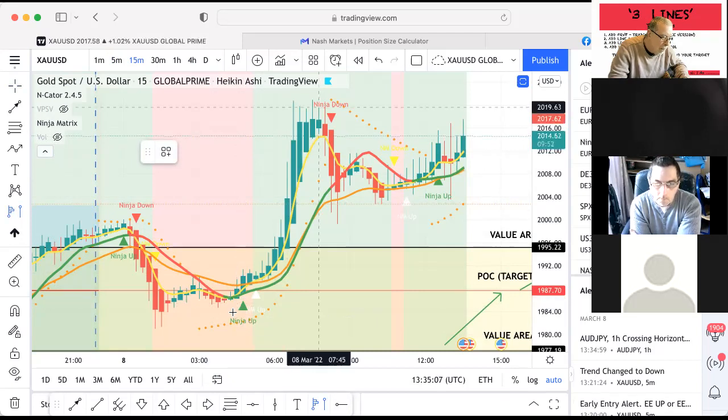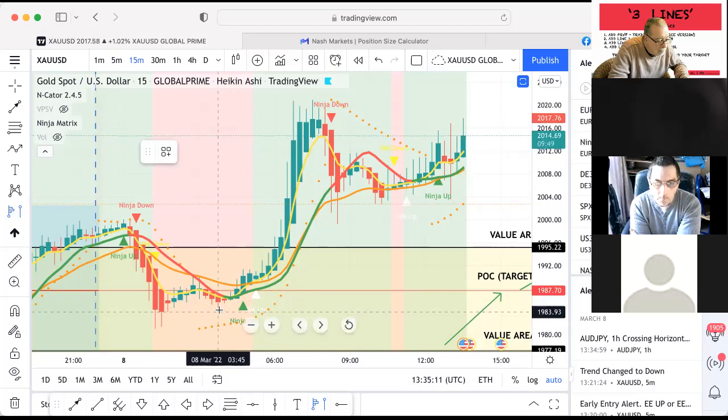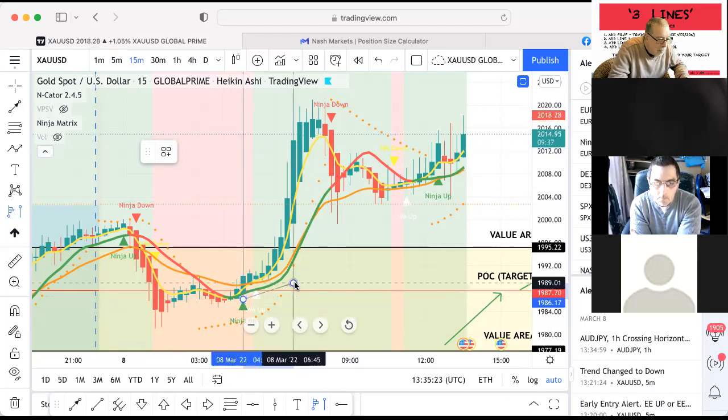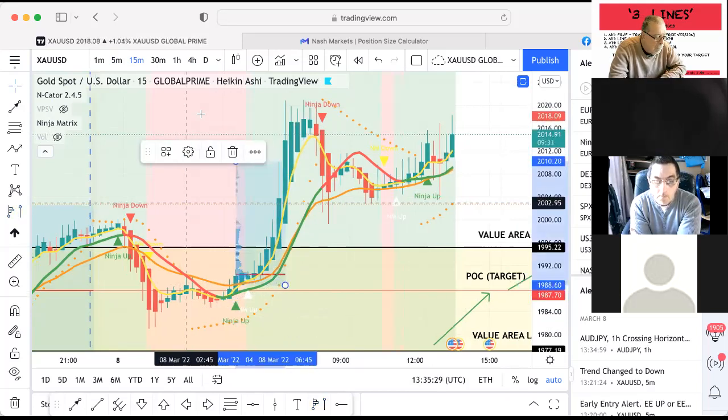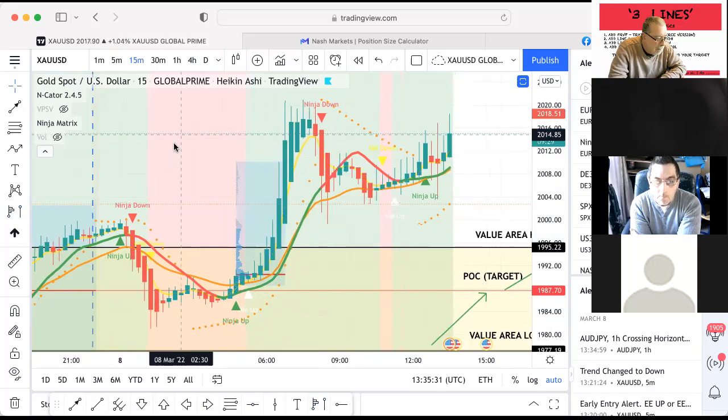So I could even take it from that low there, or maybe even that low there. But anyway, we'll take it from when the Ninja up came, from that candle there to, let's say, the 6:30 candle. This is what I was looking at this morning. This is what tempted me to get in.